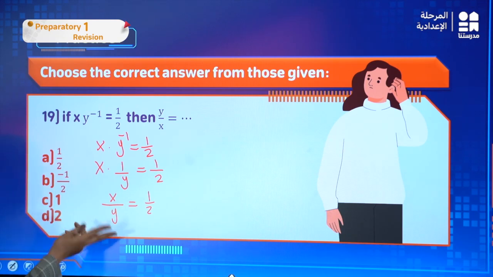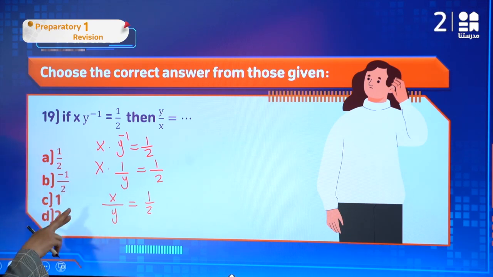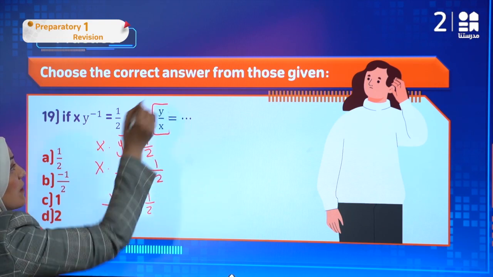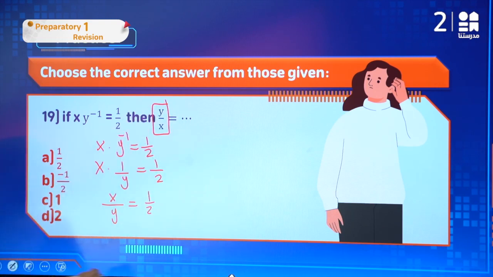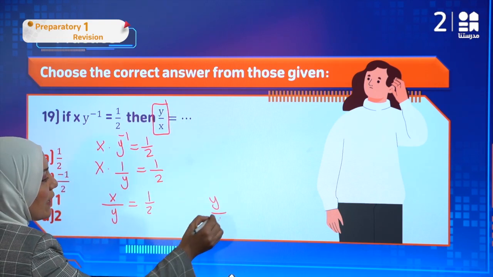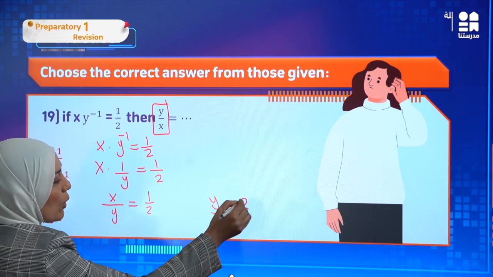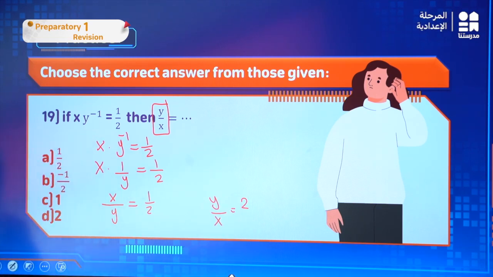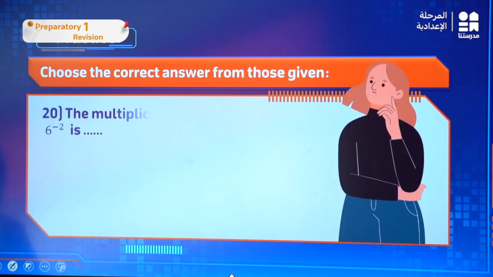How can we get the value of y over x? Just flip it. Here, the question asked me about the value of y over x. So y over x equals 2 over 1, which is 2. So the correct answer is 2.